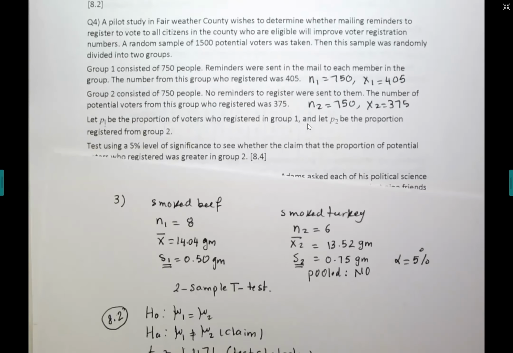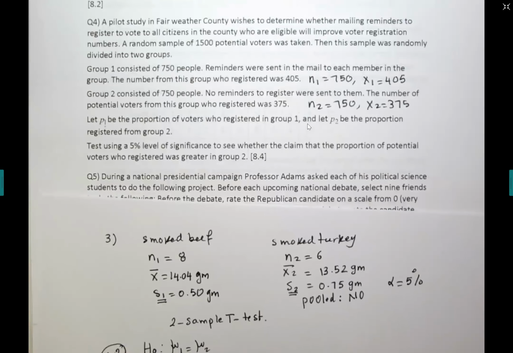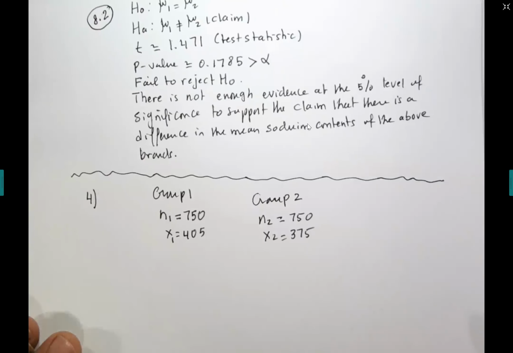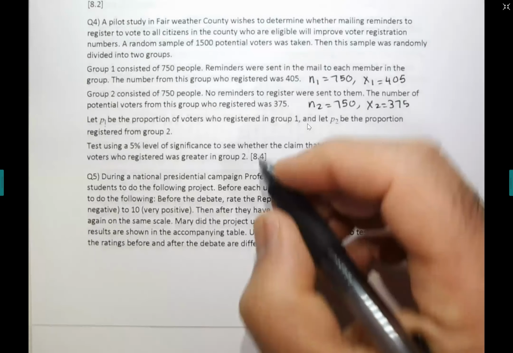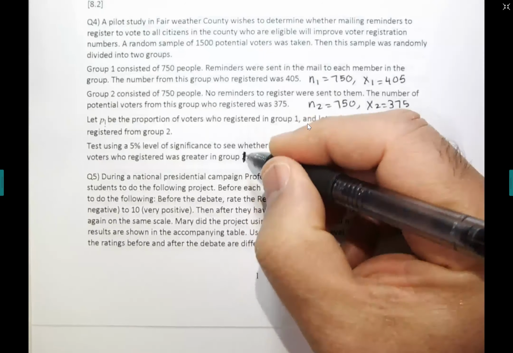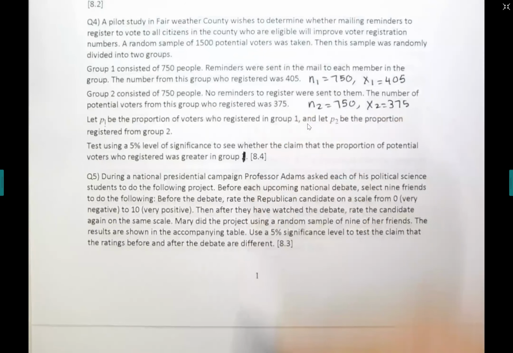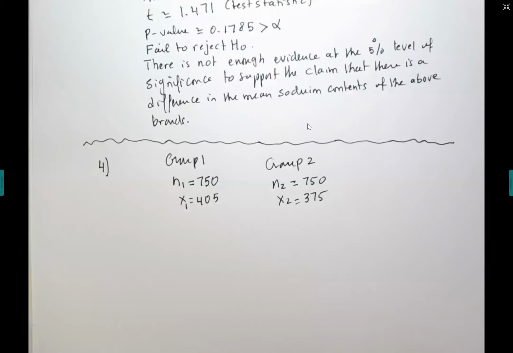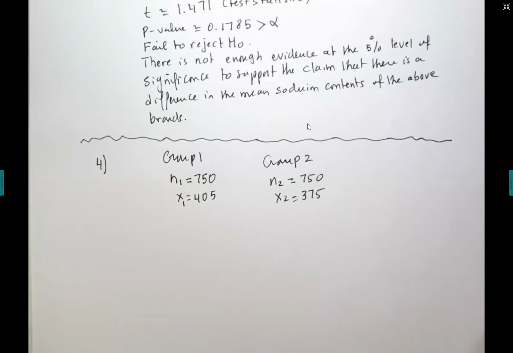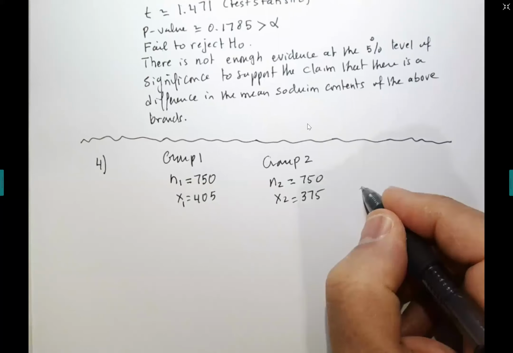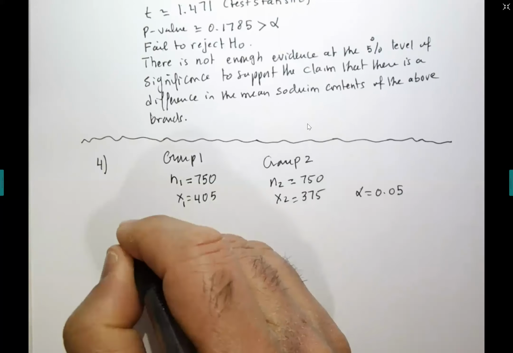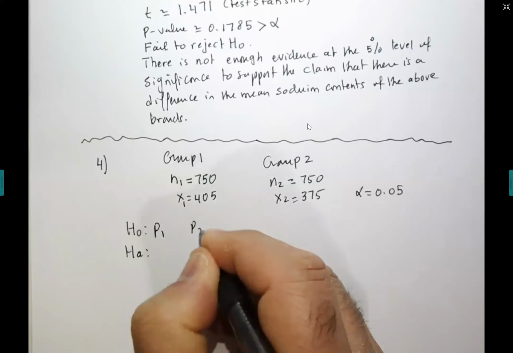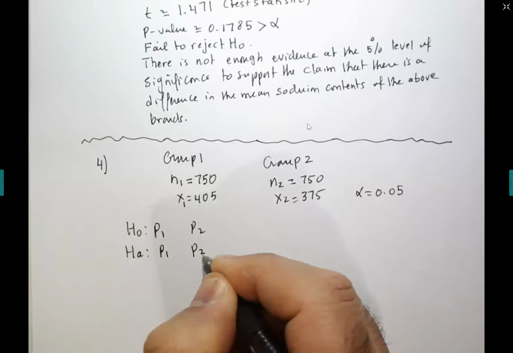Let me just make sure. And he wants us to check that the proportion of potential voters who registered was greater in group 1. Please fix that mistake. Was greater in group 1. I made a mistake here. Okay, can a student tell me what would be the null and the alternative hypothesis here? And alpha is 0.05. I'll prepare the signs, guys. The P1 and P2, and can you tell me what's going to be there?